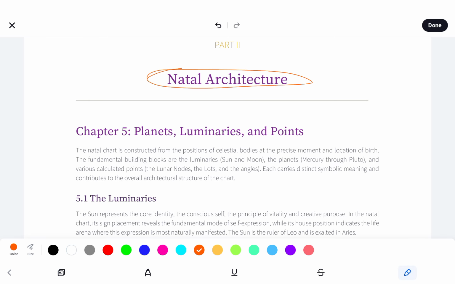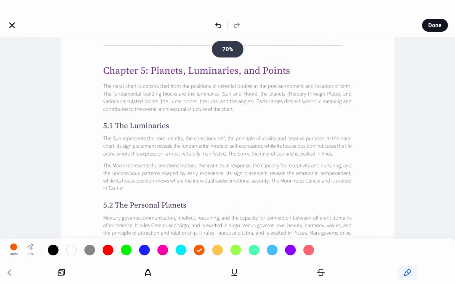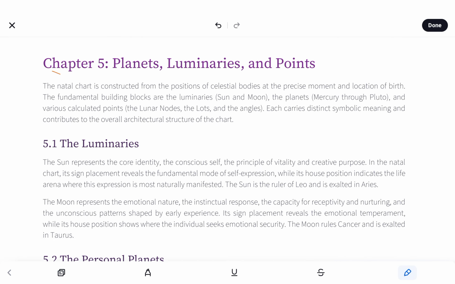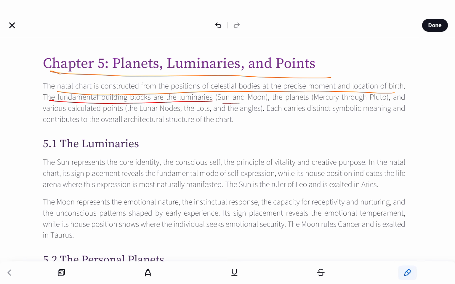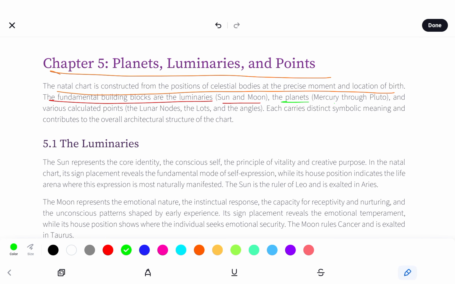Alright, let's get into natal architecture, part 2. So we're going to talk about planets, luminaries, and points in more detail. The natal chart is constructed from the positions of celestial bodies at the precise moment and location of birth. The fundamental building blocks are the luminaries, being the sun and moon, the planets Mercury through Pluto, and various calculated points: the lunar nodes, the lots, and the angles. Each carries distinct symbolic meaning and contributes to the overall architectural structure of the chart.